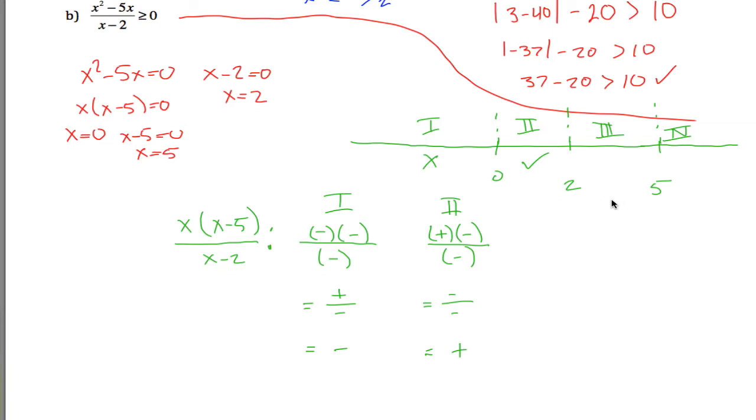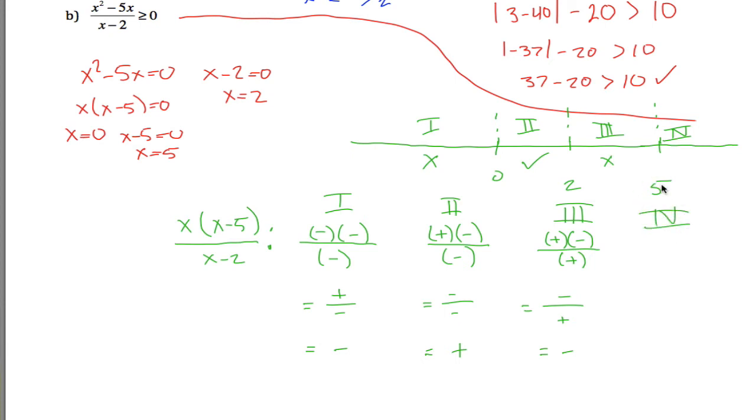What about numbers between 2 and 5? I don't know, 3, for example. Well, let's see. 3, if I plug it in for x, is a positive number. 3 minus 5 is a negative number. 3 minus 2 is a positive number. So now I got a negative times a positive divided by a positive. Negative divided by a positive is a negative. Negative numbers are not greater than or equal to 0. These guys don't work.